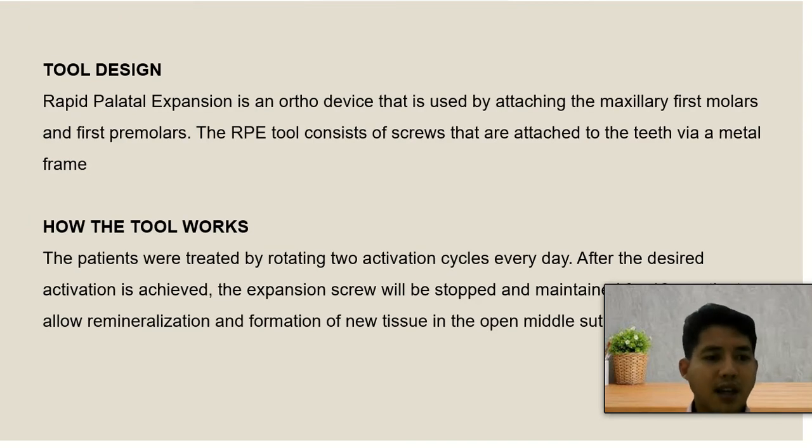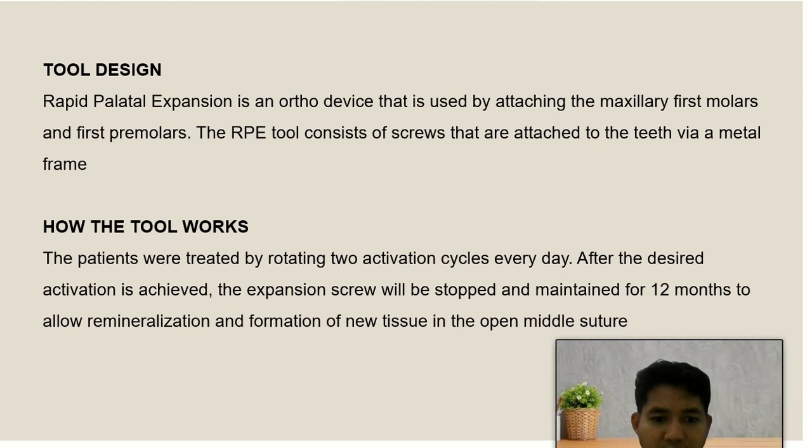Tool design. Rapid palatal expansion is an orthodontic device that is used by attaching to the maxillary first molar and first premolar. The RPE tools consist of screws that are attached to the teeth via a metal frame. How does the tool work? The patient is treated by rotating two activation cycles every day. After the desired activation is achieved, the expansion screw is stopped and maintained for 12 months to allow remineralization and formation of new tissue in the opened midpalatal suture.